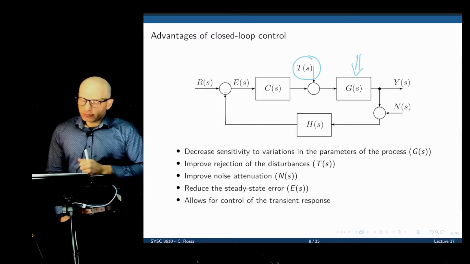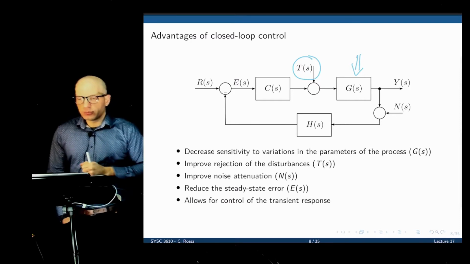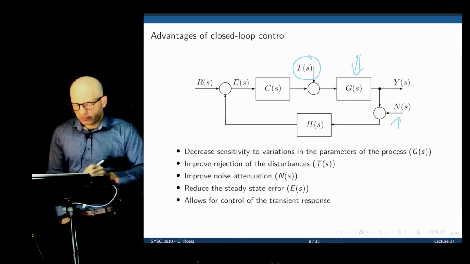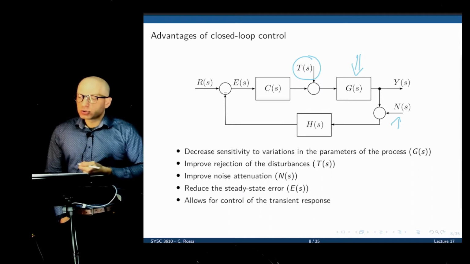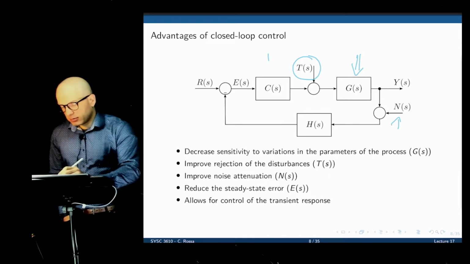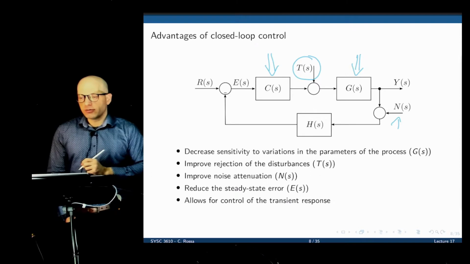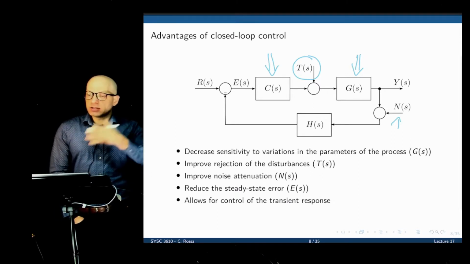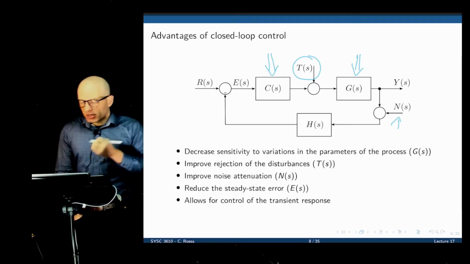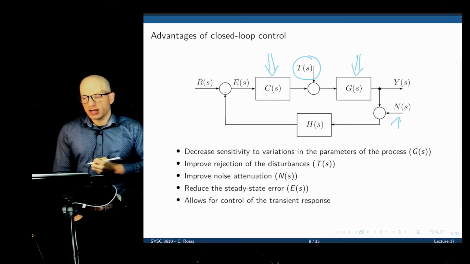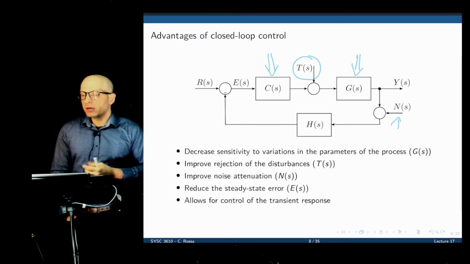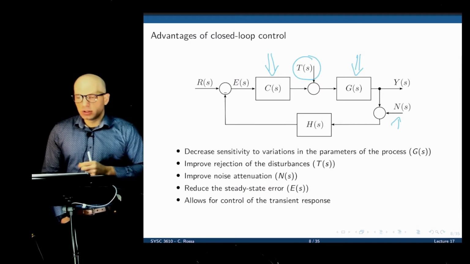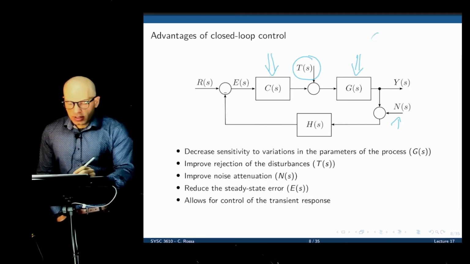We can reject the effect of disturbance, improve noise attenuation that comes from the sensors, control the steady state error, and also control the transient response by calculating the function C of S properly. We can now make the system behave the way we want by choosing the function C of S and tuning it properly. There are many ways to do that. Today, we're going to use the simplest one, which is to set C of S to a constant gain K.